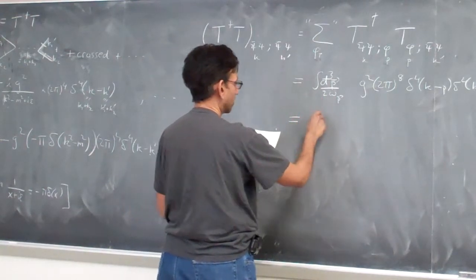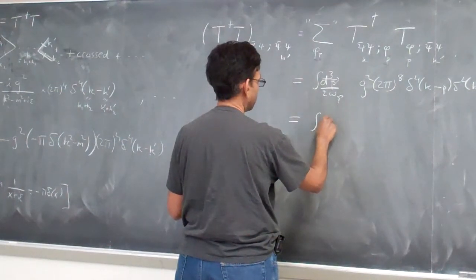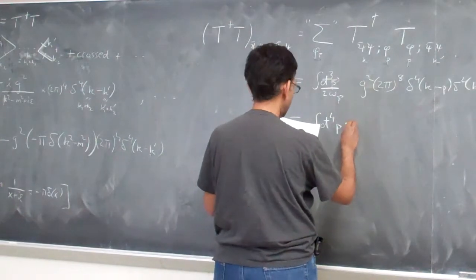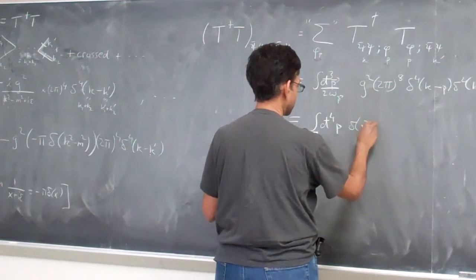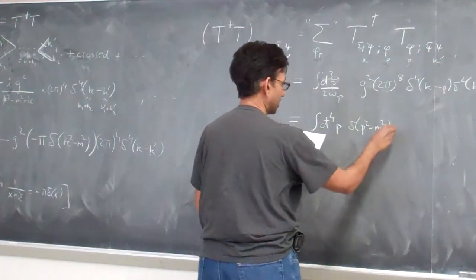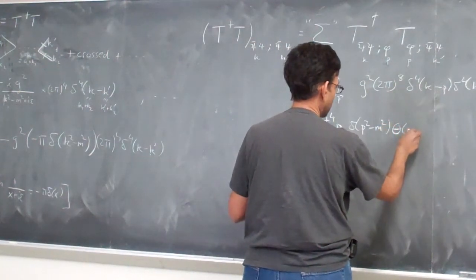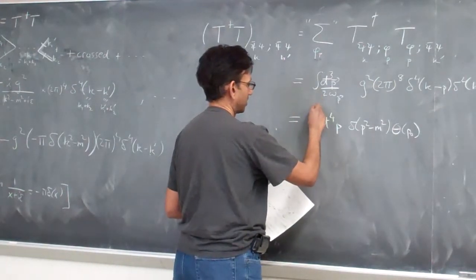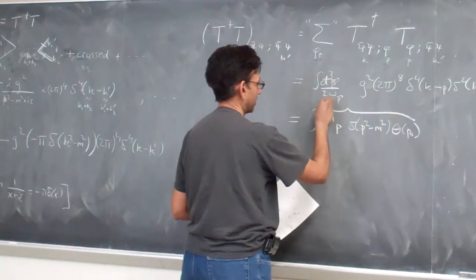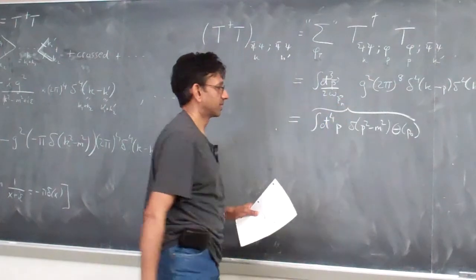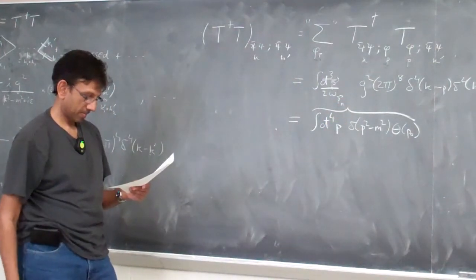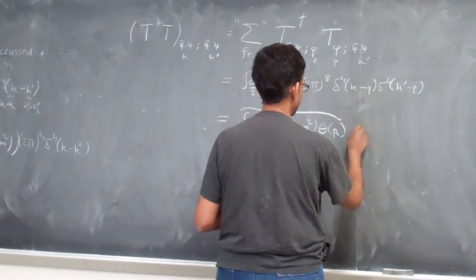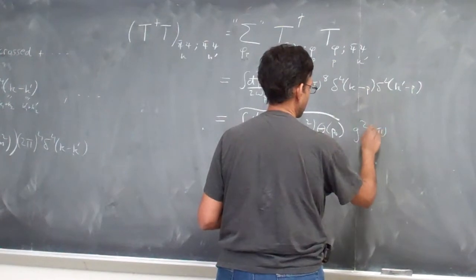As I've shown you before, this can be written as a full 4-dimensional integral with an on-shell and positive energy constraint. So this is exactly this, right? And then we have the G squared divided by 8.